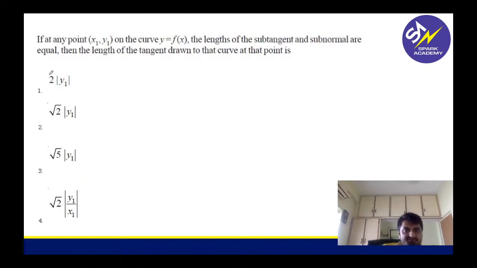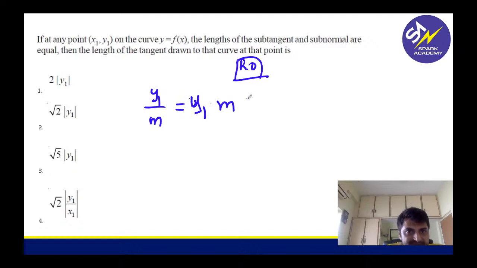What about this, guys? Again easy, round 0 again. You see differentiation, you can play around with it, guys. Differentiation, all 6-7 questions, whatever you have asked, are easy. The length of the subtangent, y1 by m, equal to length of subnormal y1 into m, right? Then they are asking us what is length of the tangent, y1 root 1 plus m square by m, right?